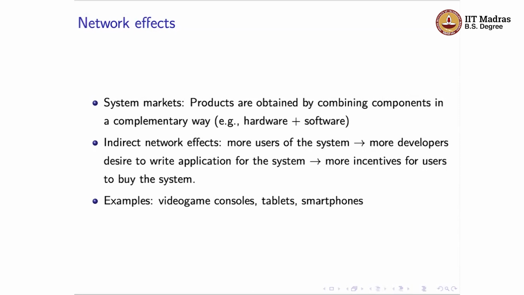So there, you have a sort of indirect network effect operating, where you find that the more users of the system there are, the more incentive there is for developers to write applications or software for the system. And the higher the number of developers writing these applications, the more incentive there is for users to buy the system, right? So you have this loop or circular effect playing out, right?